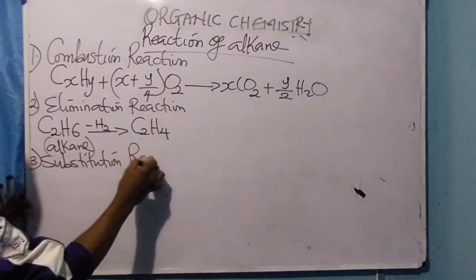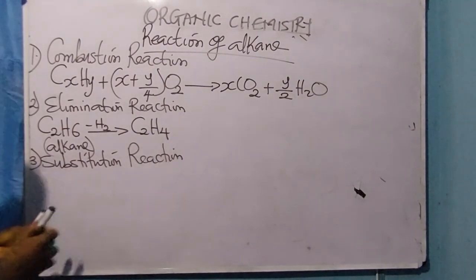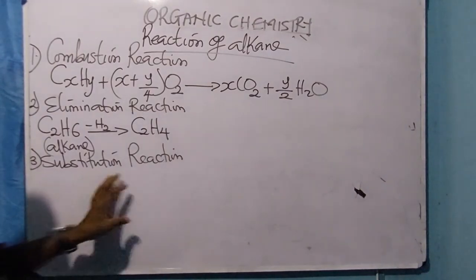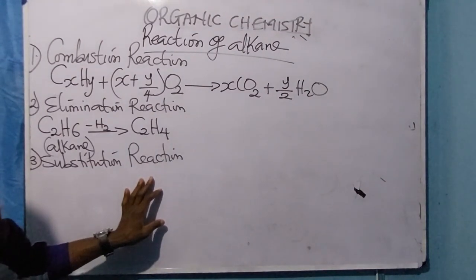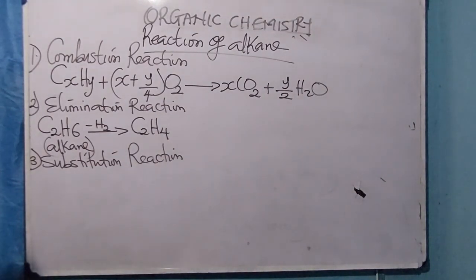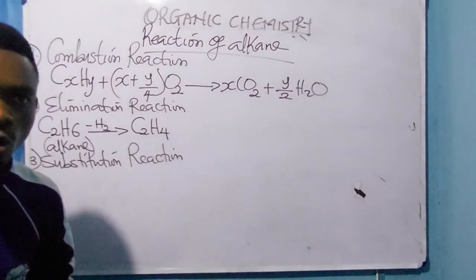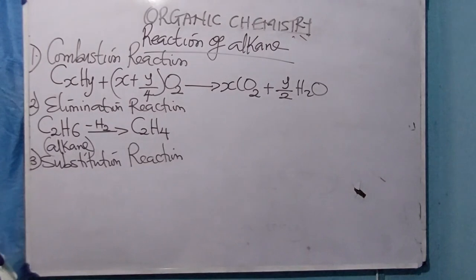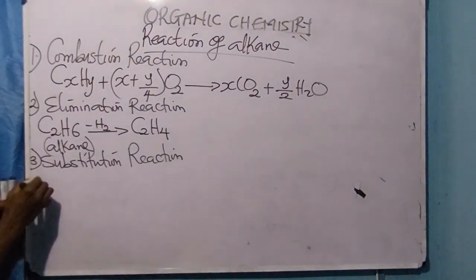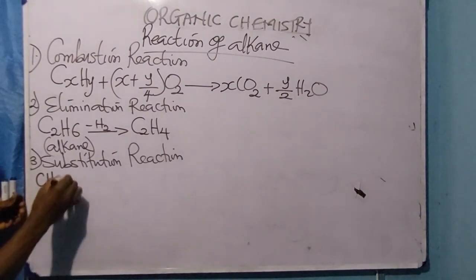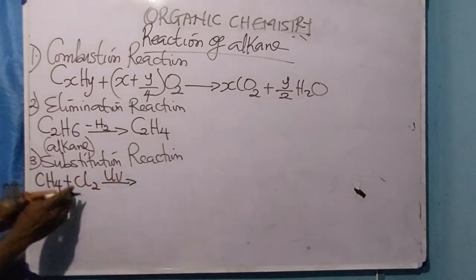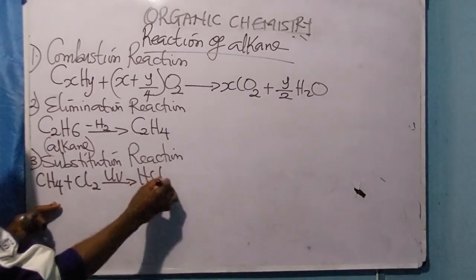Substitution reaction. Substitution reaction is a type of reaction in which an atom or element takes the position of another atom or what? Element. A good example is a reaction that occurs between methane and chlorine gas in the presence of UV light, that is ultraviolet light. Let's do the reaction. This is CH4. I'll react it with what? Chlorine in the presence of what? UV light. During this process, HCl is produced first.